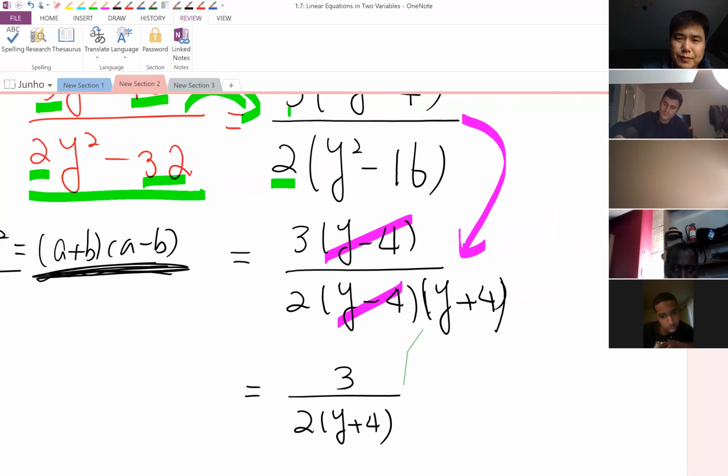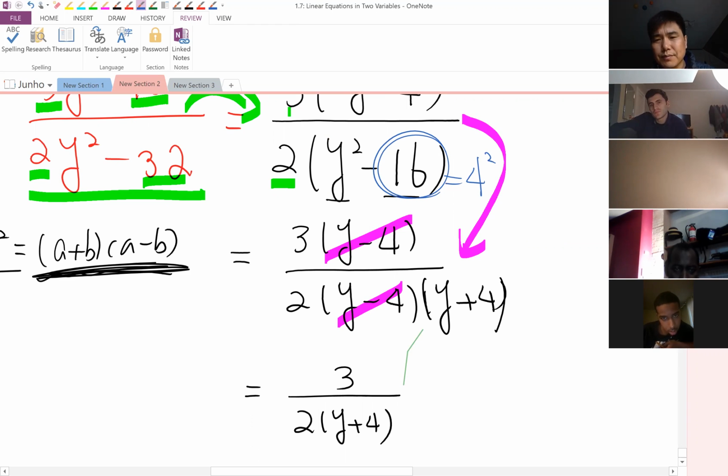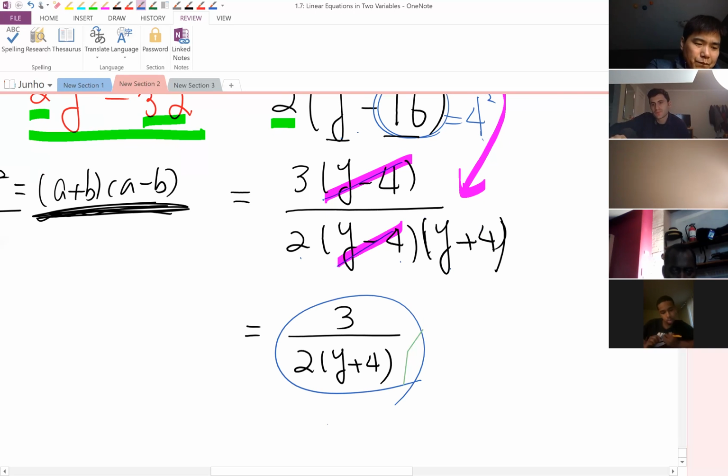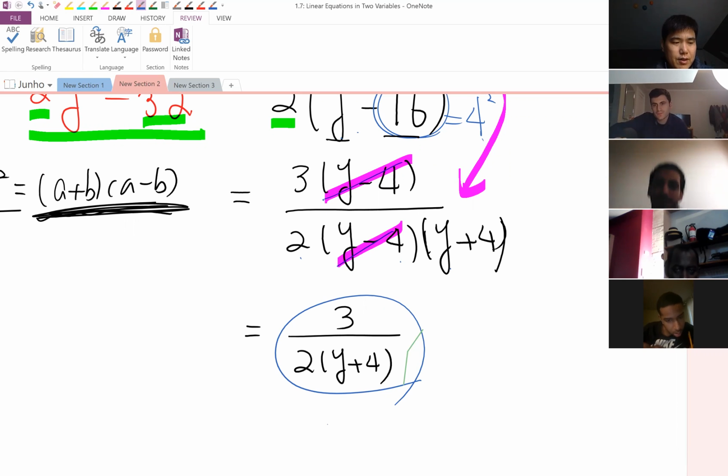So now, y squared minus 16. 16 means 4 squared, right? That's the reason it becomes y minus 4 and y plus 4. And then the common factor y minus 4, you cancel them out. So left over is 3 over 2 times y plus 4. That should be the answer. So, does it make sense? Okay.